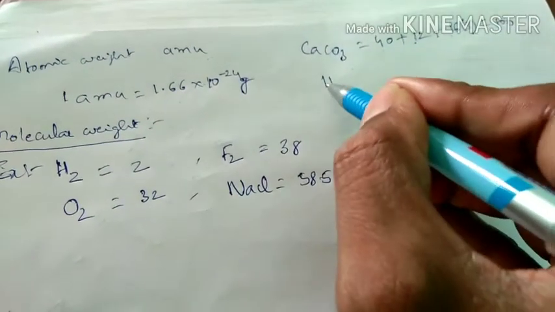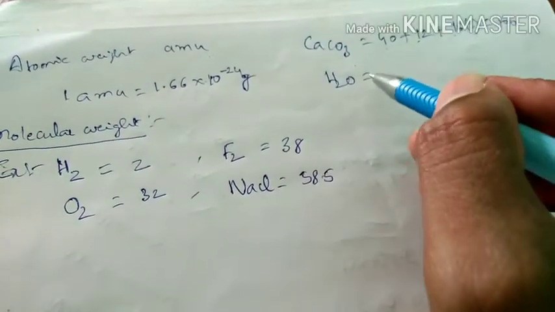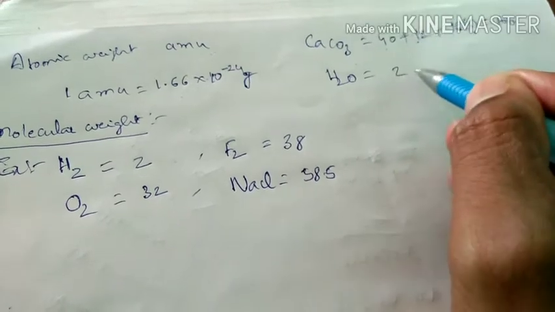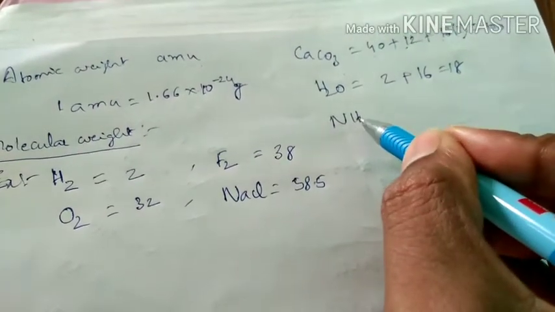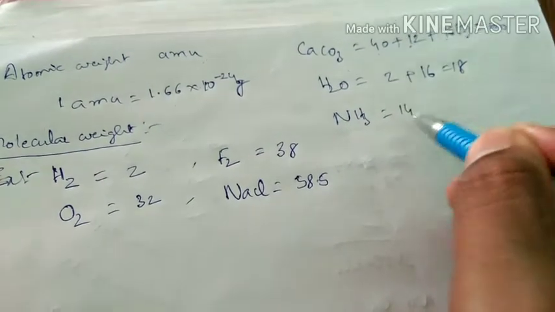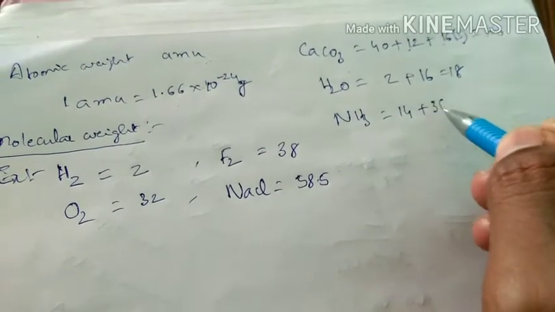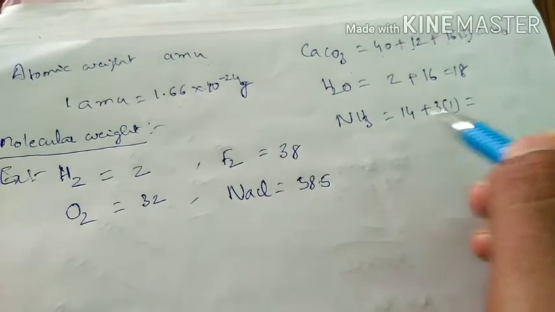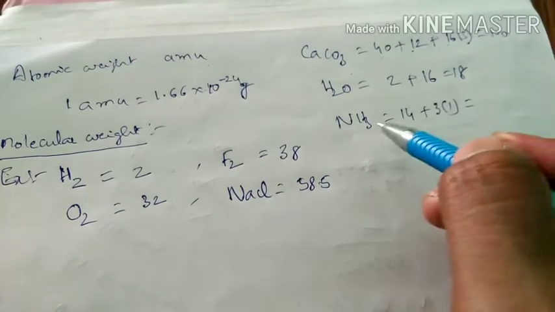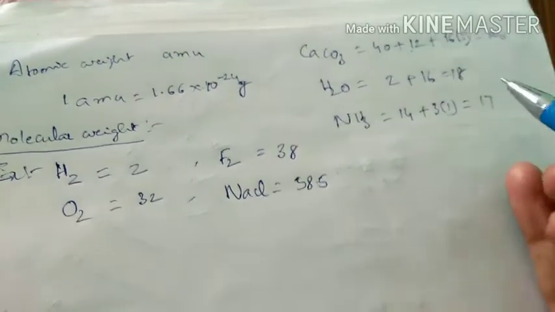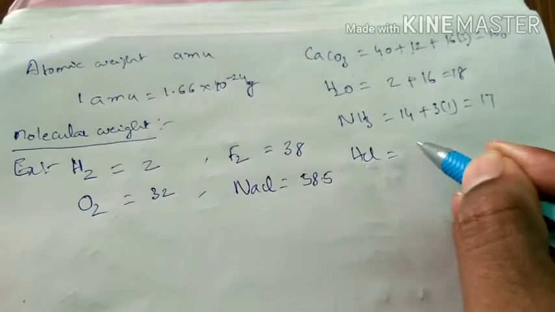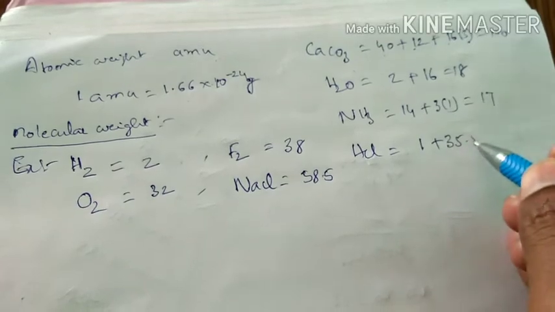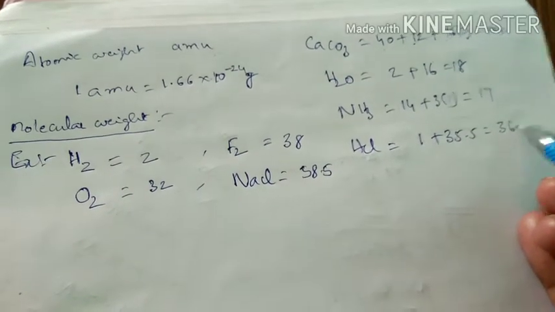Next, H2O. This is also a molecule. H2O. 2 hydrogens, 2. 1 oxygen, 16. Total 18. Next, NH3. For 1 nitrogen 14. For 3 hydrogens 3 into 1, because 1 is the atomic weight of hydrogen. Total 17. Next, HCl. Hydrogen 1 plus chlorine 35.5, that is 36.5.